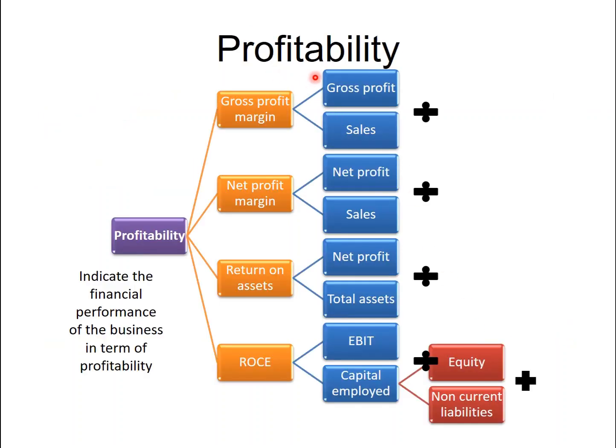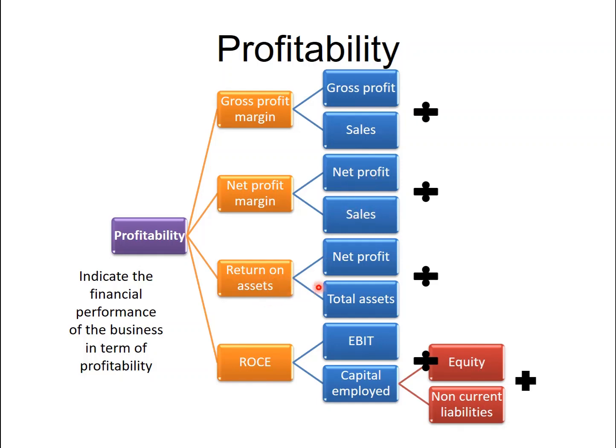Next is profitability. We have 4 types of ratio. Profitability means that they indicate the financial performance of the business in terms of profitability. The first ratio is gross profit margin. The formula is gross profit divided by sales. Next is net profit margin. The formula is net profit divided by sales.